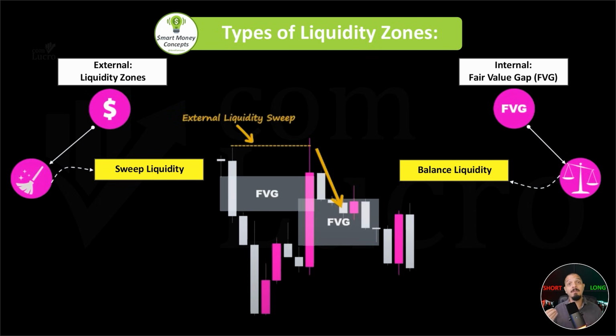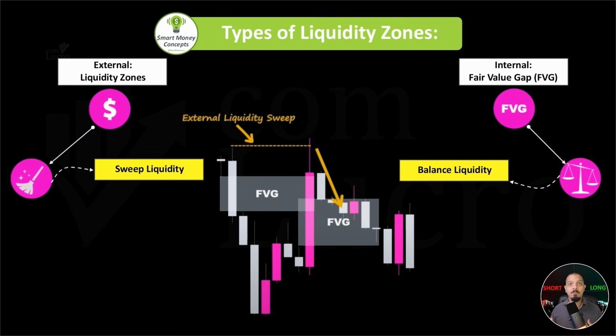External liquidity refers to zones outside the current price structure, usually found at previous swing highs and lows. These are the areas where many retail traders place their stop-loss orders. For instance, at a swing high, stop losses often sit just above the level, creating a pool of liquidity that large market participants may target before reversing price direction.